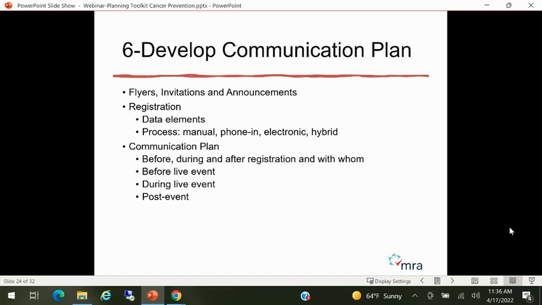In your communication plan, describe. And when I say describe, I do not mean in a lot of text or content. It does not have to be a book on War and Peace, but it does need to be complete enough that everyone on the team understands. So, how are you going to communicate internally and with your audience before, during, and after the registration process, and by whom, before and during the live event, and then post event?